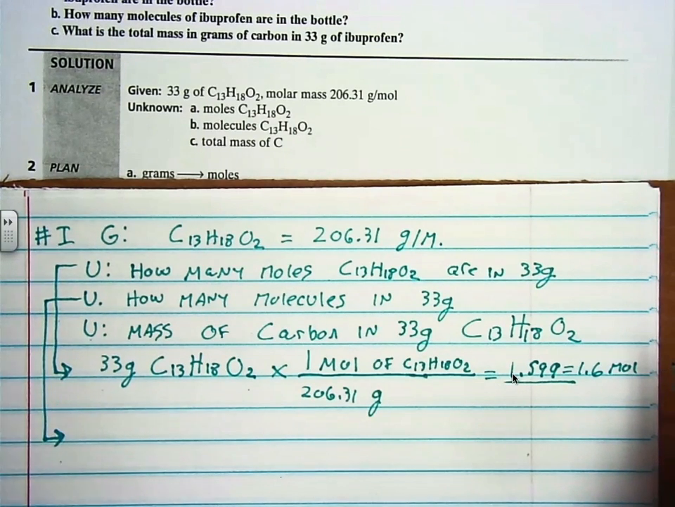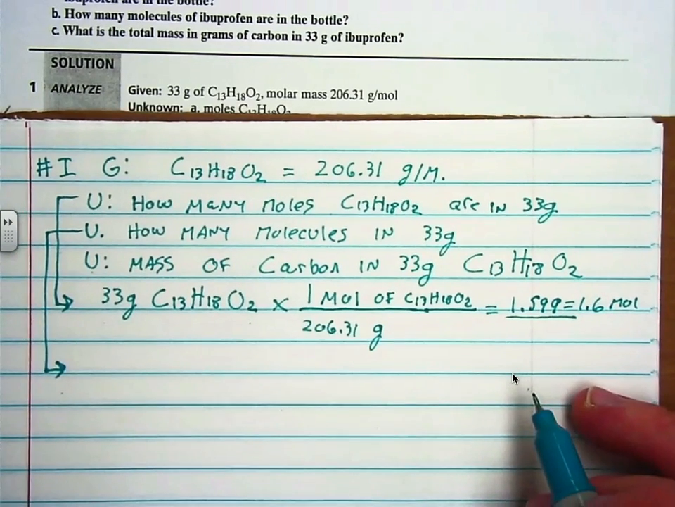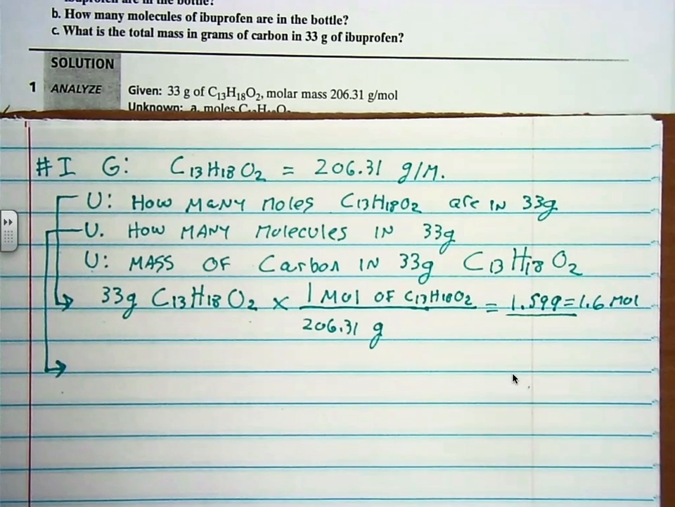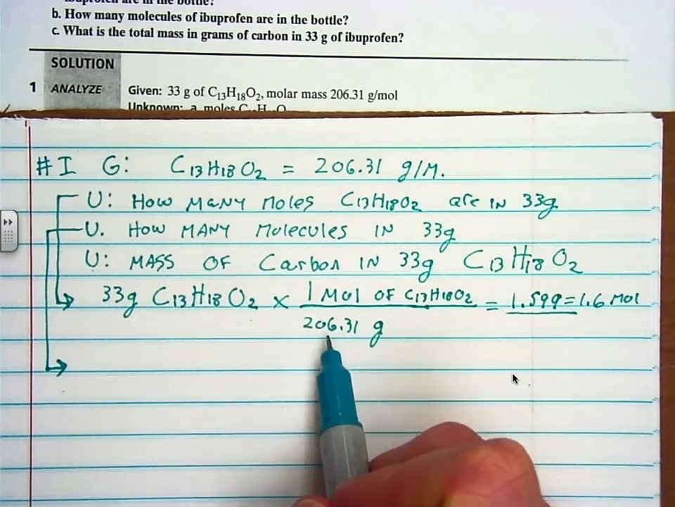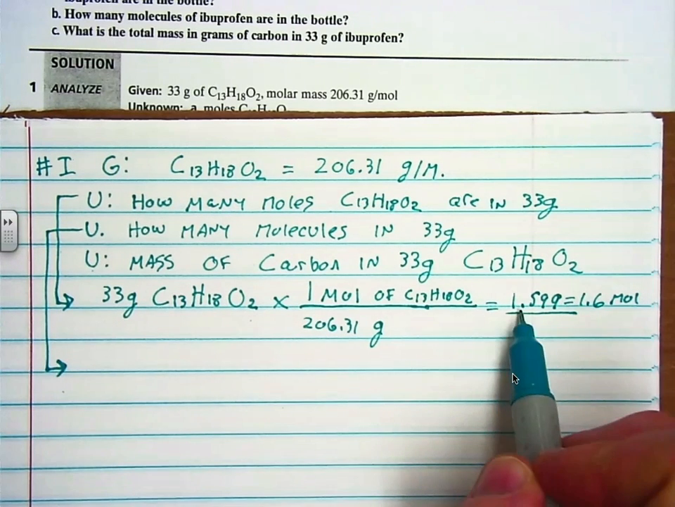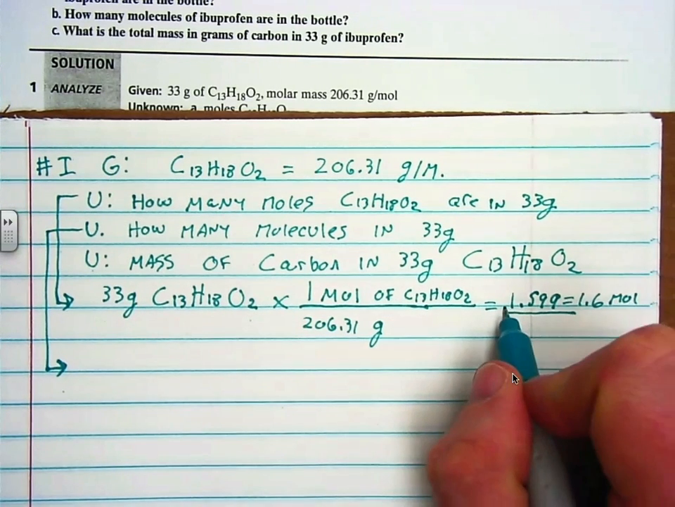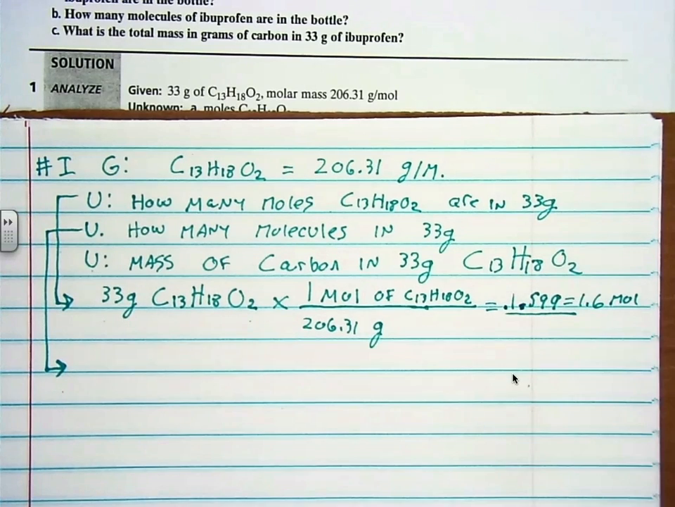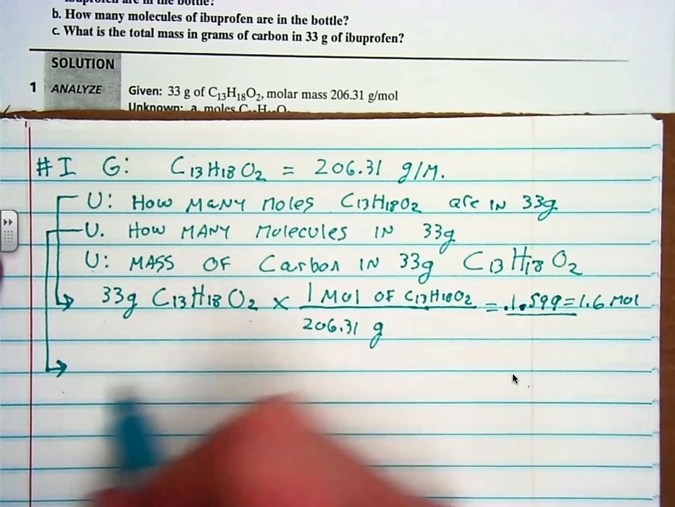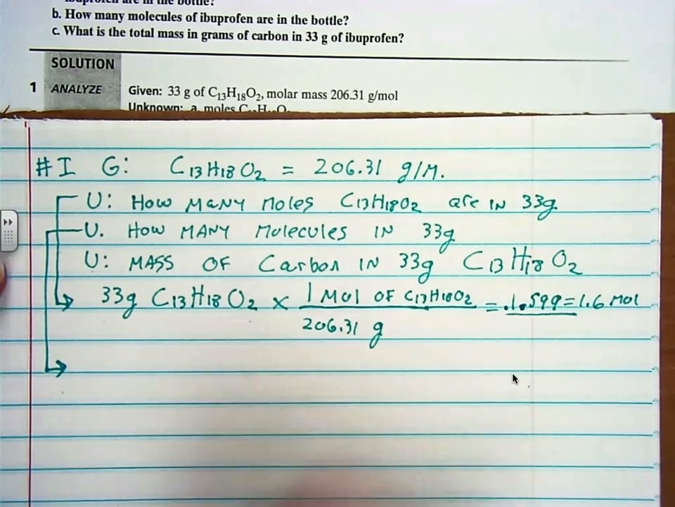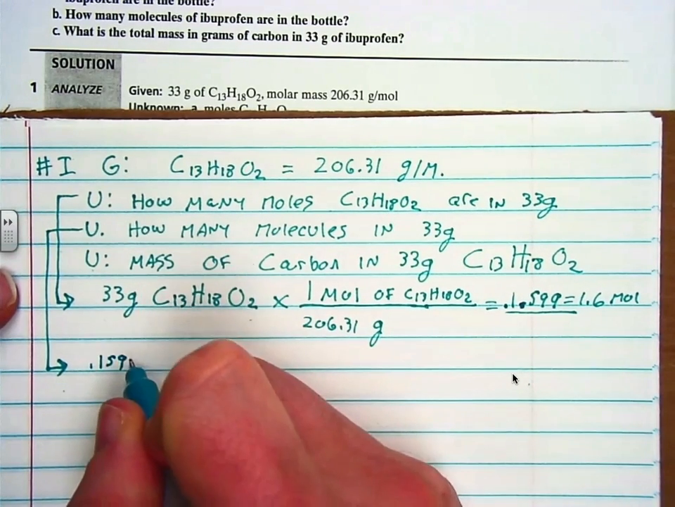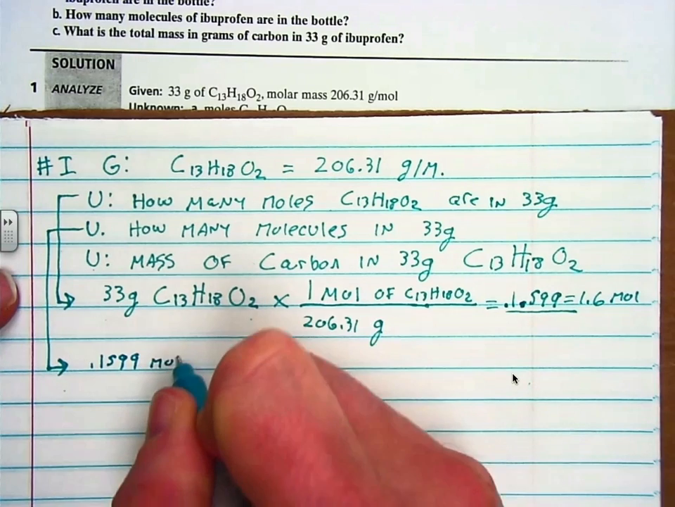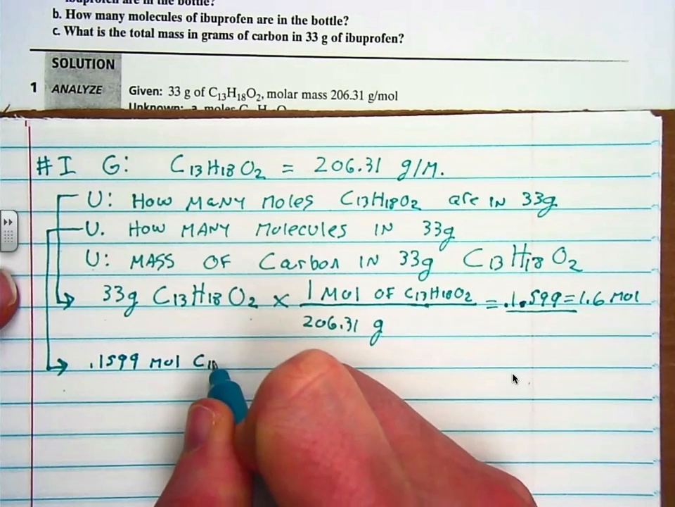Whoa, hold on. It looks like I made a bit of a mistake. And my mistake is right here. 33 divided by 206 is not 1.5, it's 0.15. So correct that if you haven't corrected that. So my mistake, sorry about that. So in 0.1599 moles of ibuprofen, write it out, don't be lazy.